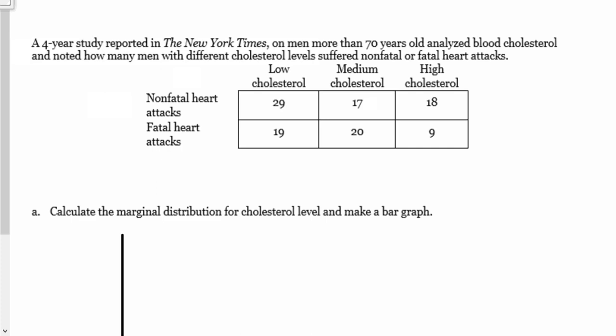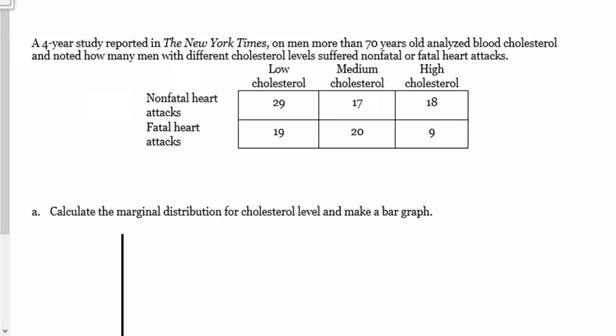Okay, so there was a 4-year study reported in the New York Times on men older than 70, and they looked at their blood cholesterol levels. It was all people who had had a heart attack, so either they had a heart attack and survived, or they had a heart attack and passed away from it. So this was the distribution within that study. Cholesterol level versus heart attack outcome is how I would express those two variables. Part A asks us to look at the marginal distribution for cholesterol level.